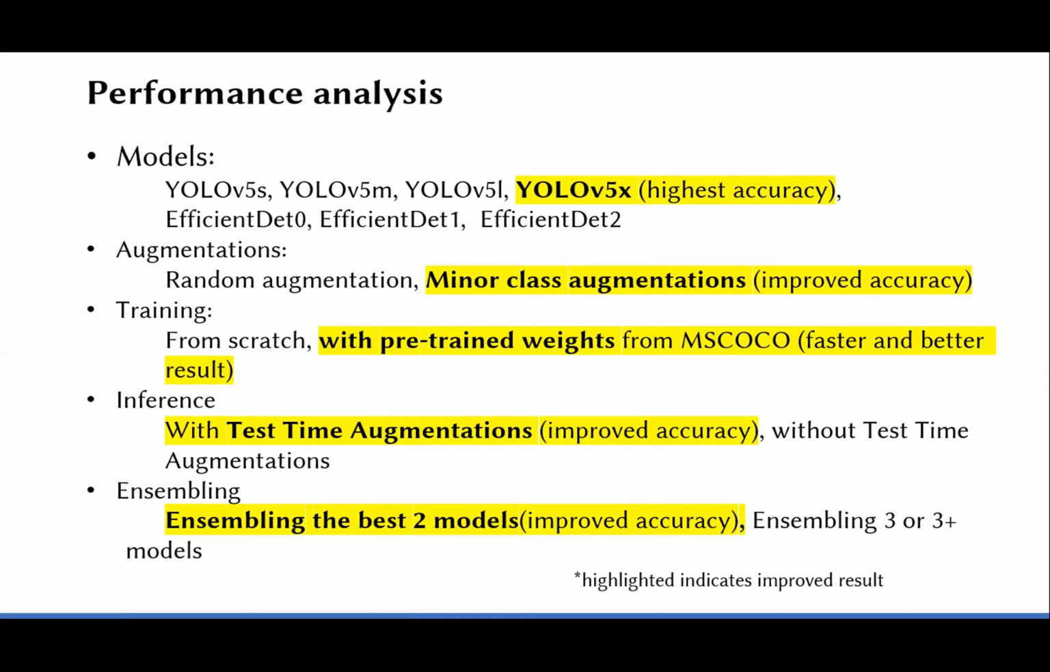And when we ensembled the base two models, the accuracy also increased. But we also tried ensembling three or three plus models, and we saw that when we ensemble three plus models, it pollutes the results and gives very different results. Wrong results are shown, which really disrupts our accuracy. So we chose to ensemble only two models.